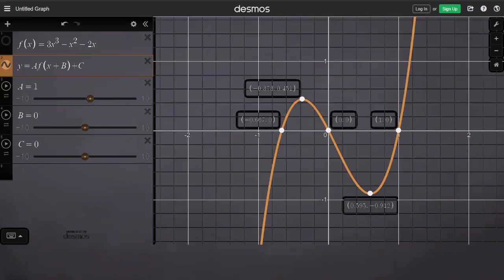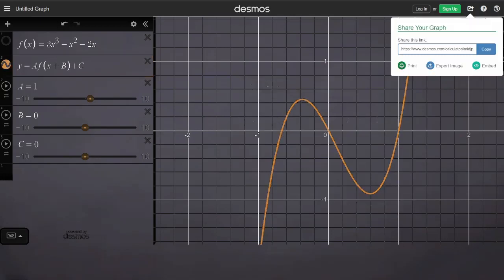The other thing I want to point out that Desmos can do, that I am going to be asking you to do in this course, is up here. I can get that to stay there. There we go. There is a share graph button. When you click on that, it gives you options to print out the graph if you have a printer available, or to export an image of the graph.